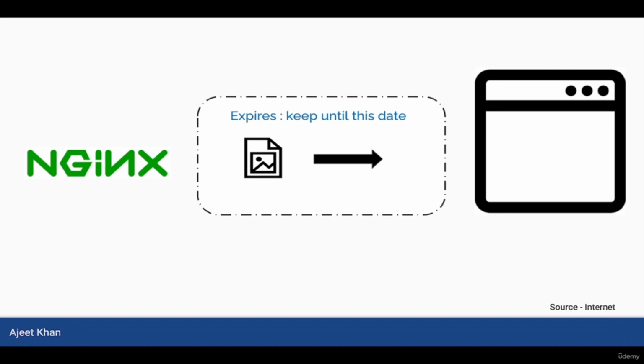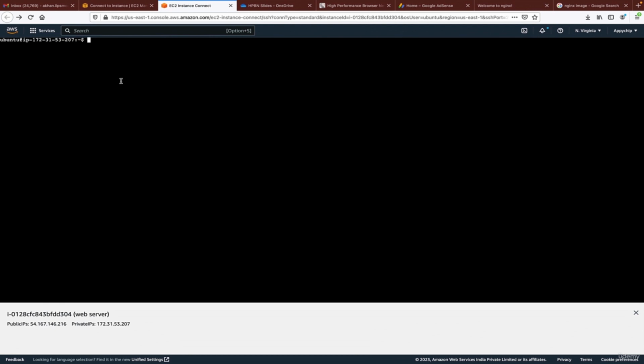So if you have specified that a particular resource or a particular image can be cached for 5 days, then the client, that is your browser, will cache that image for that particular duration. This way, on subsequent requests, the server doesn't need to send back that image again, and the client, that is your browser, can use the image from its cache. So this way, in subsequent requests, the performance of your application will be much better than before. So let's see this in action. I have a web server Nginx set up on an AWS instance.